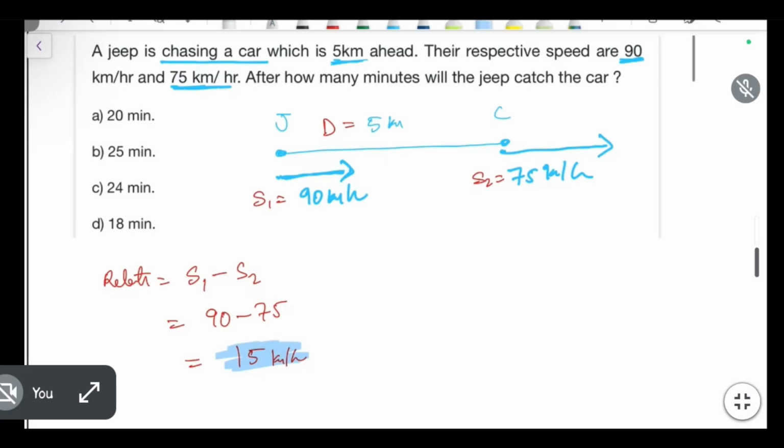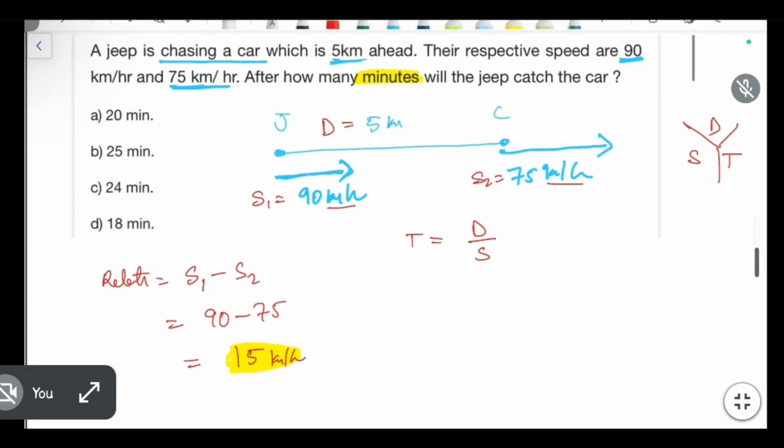So now that we have the relative speed, what do we need to find? We are asked to find how many minutes, that means the time taken by the chip to catch the car up. So the time formula was, if we remember, distance, speed, time. So time is nothing but distance by speed. All the values here are in terms of kilometer per hour, but we are asked to find our answer in terms of minutes. What I'll do is I'll just find my final value and convert it to minutes. That is much easier, I think.